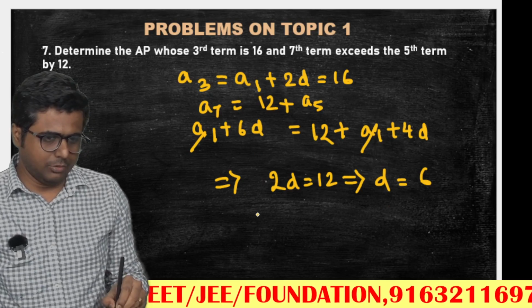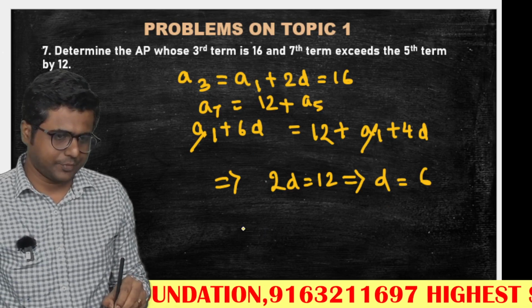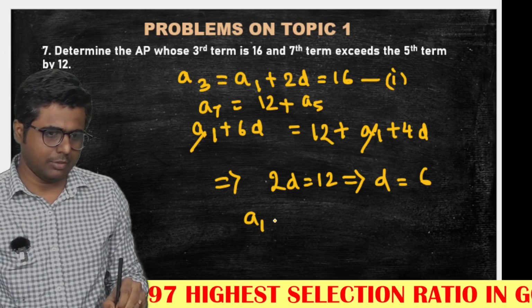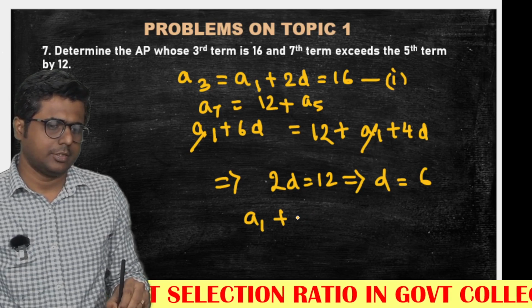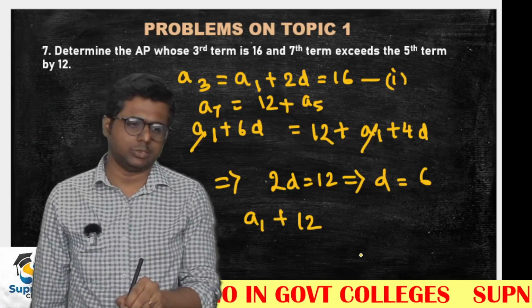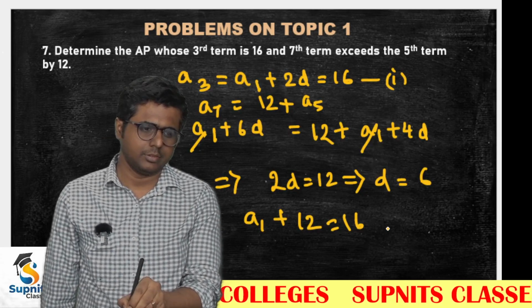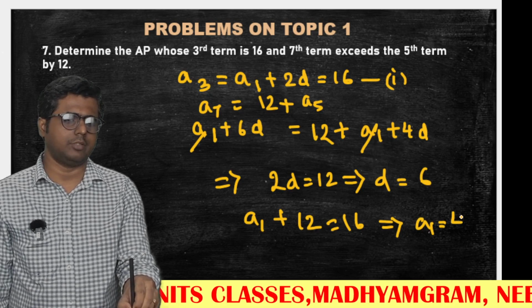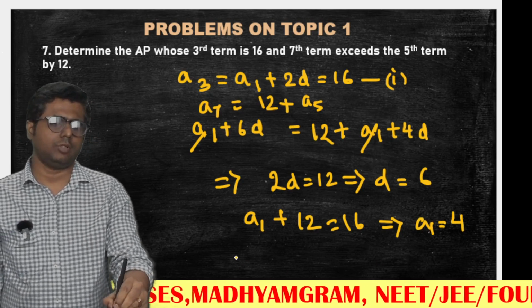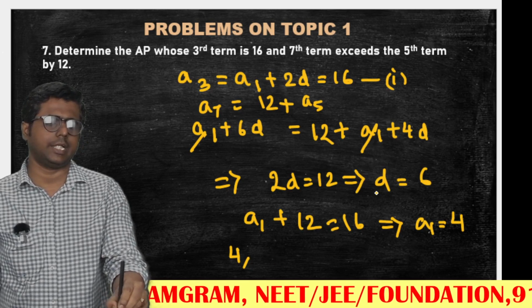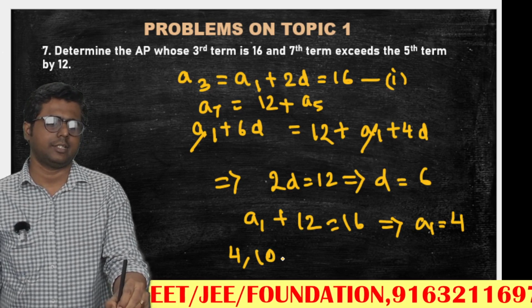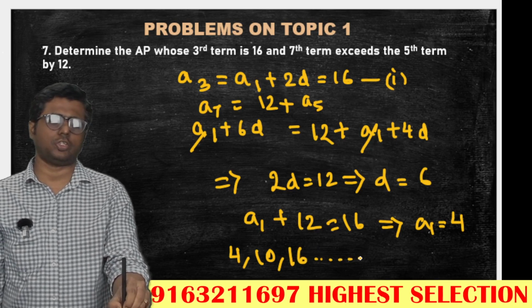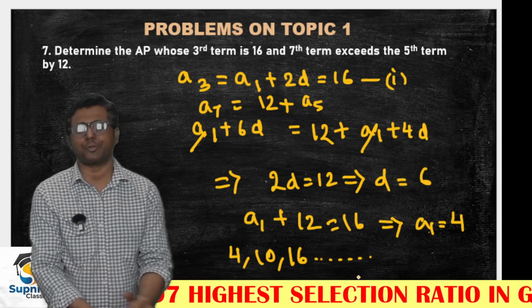Next, you have to find out A1, because you have to find out the AP. So how will you find it? You are going to put this D in equation 1. So A1 plus 2 into 6, that is 12. A1 plus 12 is equal to 16. So from here you can easily find A1. A1 is equal to 4. Okay guys, so what will be the AP? The first term is 4, the second term will be 4 plus 6, that is 10. Third term will be 10 plus 6, that is 16. And it goes on, right?